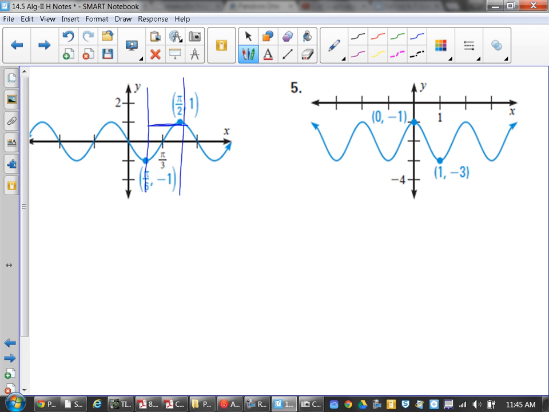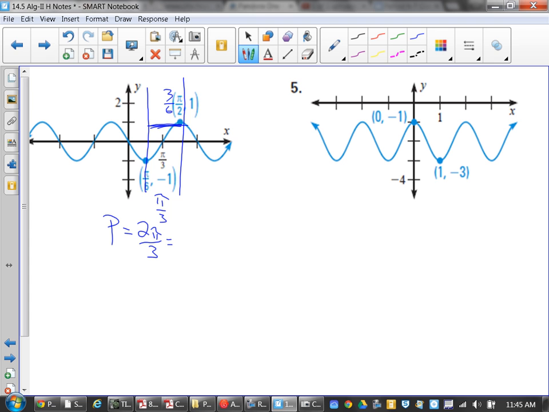First thing I'm going to figure out, negative 1. I'm going to look at the difference between the maximum and minimum horizontally, and help me figure out my period. So pi over 2 minus pi over 6 would be, because this is 3 pi over 6, 2 pi over 6, which is pi over 3, which means the distance here is pi over 3. So my period would be 2 pi over 3.